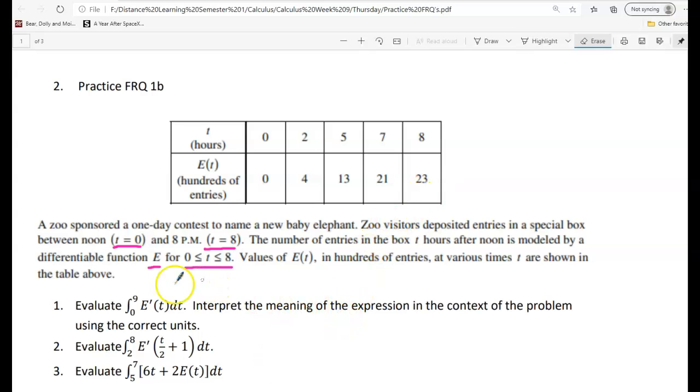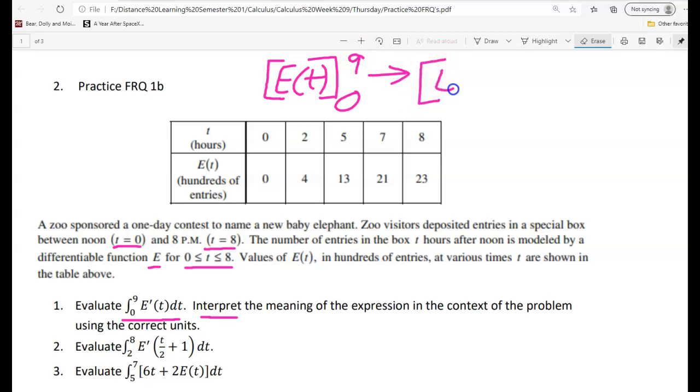Okay. All right, so for number 1, we're going to do two things. We're going to evaluate the integral, and then we're going to interpret it. So first of all, we're going to integrate E prime. Now, when you integrate E prime, you get just E. And then we're going from 0 to 9. And therefore, using the fundamental theorem of calculus, we have E of 9 minus E of 0.